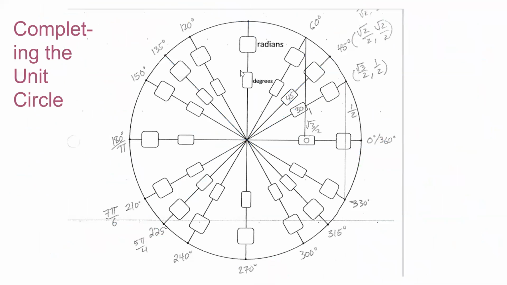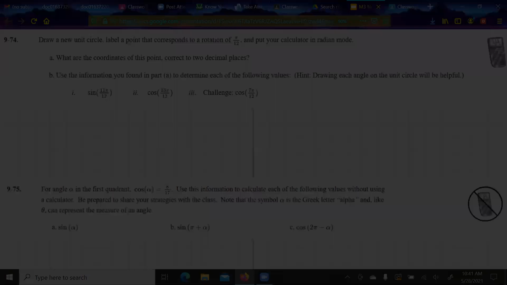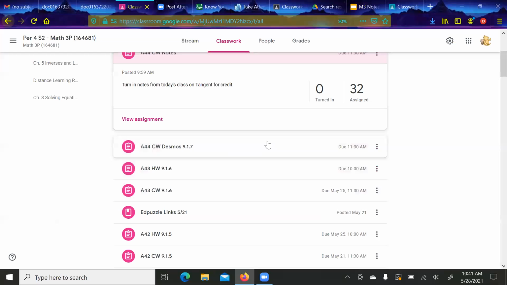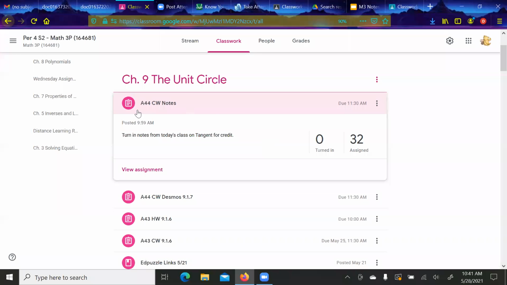So you can submit this into the notes. There's one more activity we're doing, so don't log off yet. You are going to submit that into the A44 classwork notes right there. And there's a Desmos for you to finish. Let's say this is your classwork and homework, but this is actually due right now. So if you do this, I won't give any homework. How about that? Sound good?